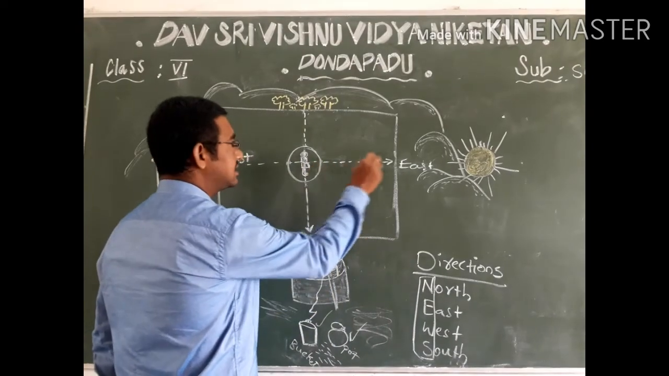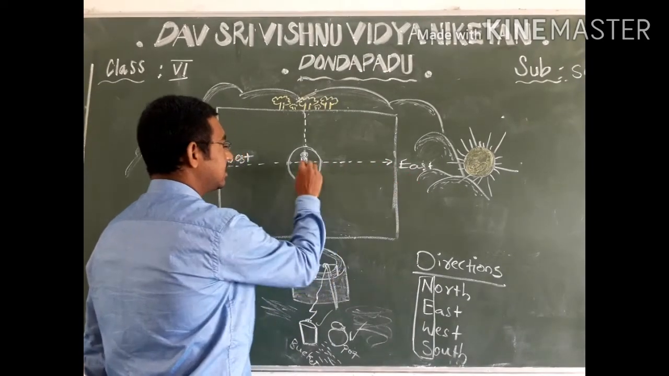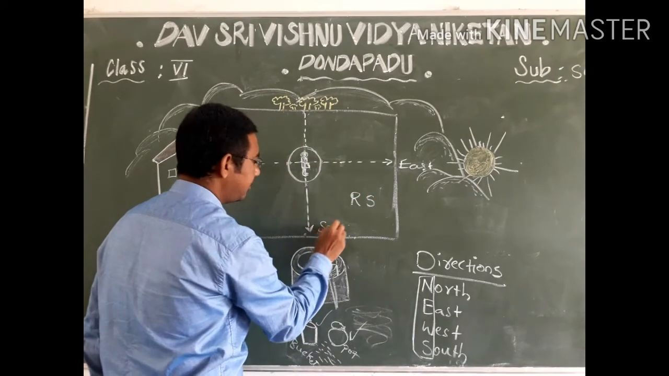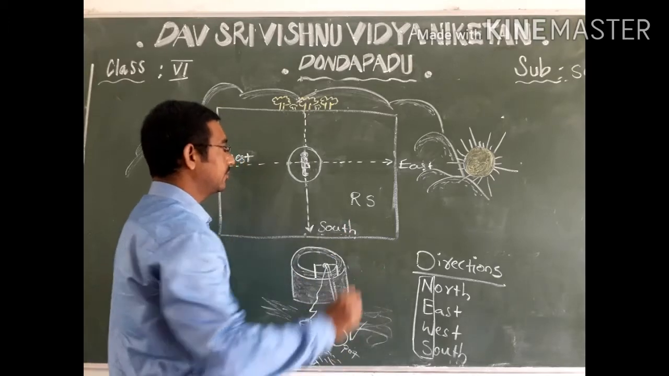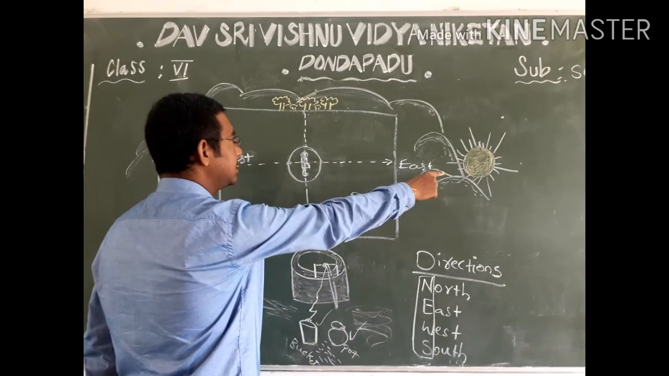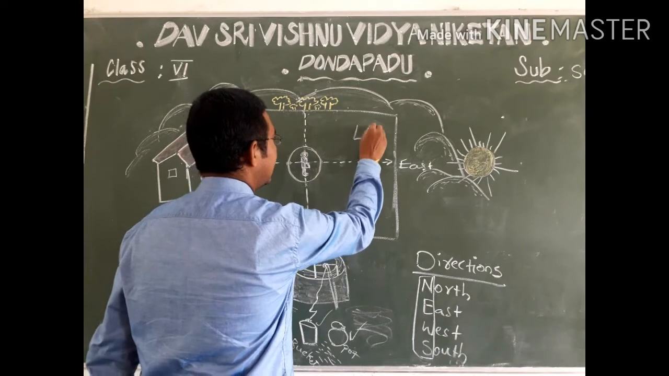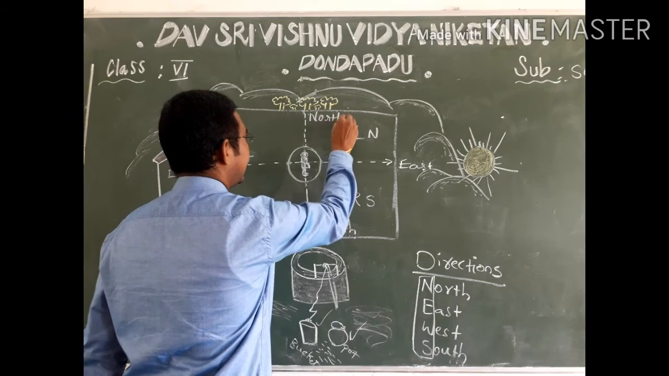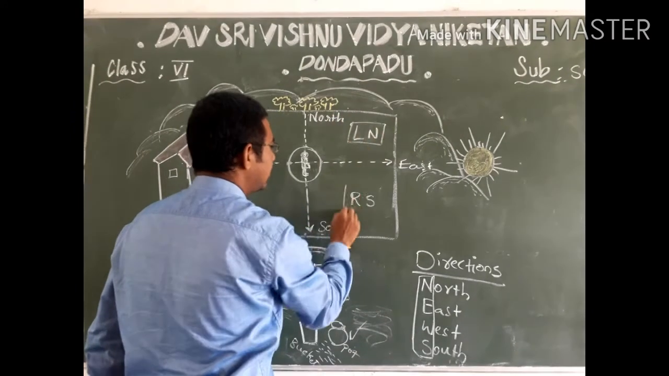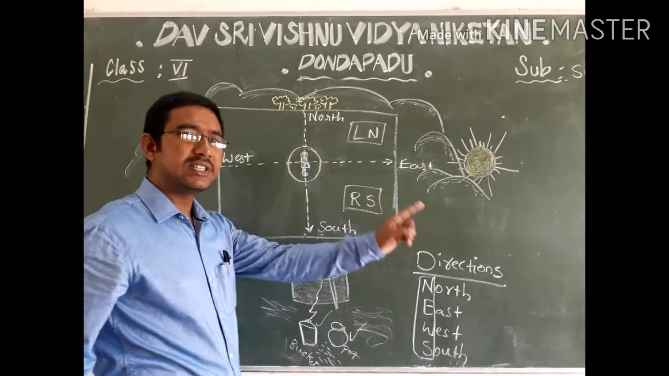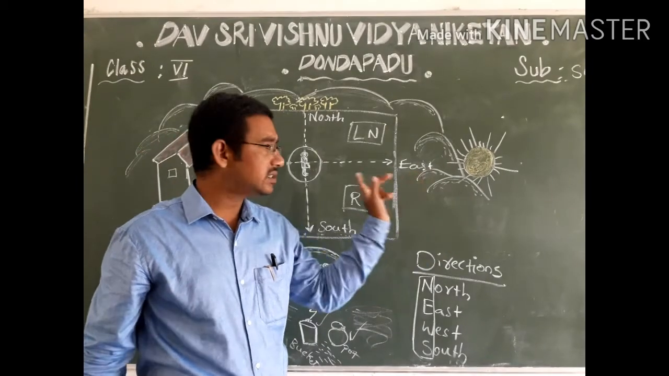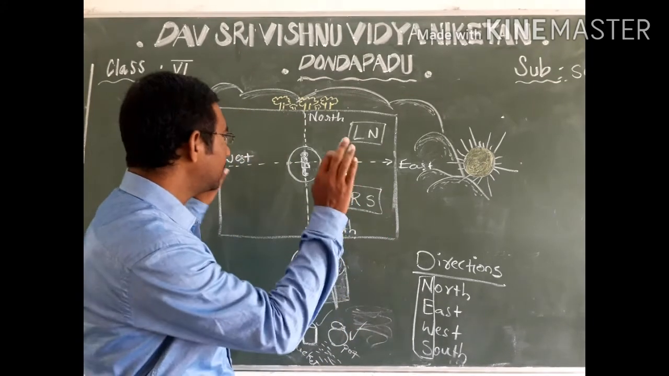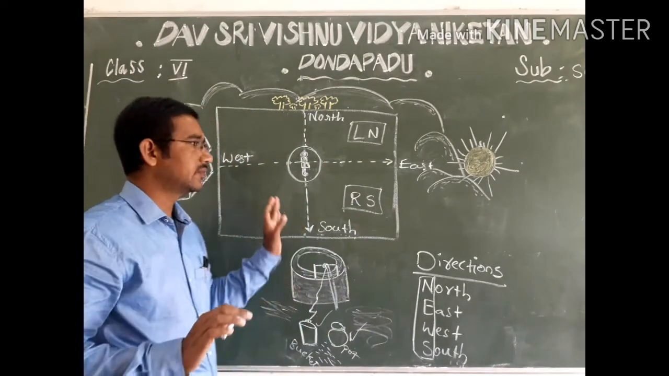So this girl stands towards the east. This girl's right is the south. So this direction is the south. This girl stands toward the east. Left is the north. So this direction is the north. This is possible only when we stand towards the east, meaning the sun rising side. So in this way we know the directions.